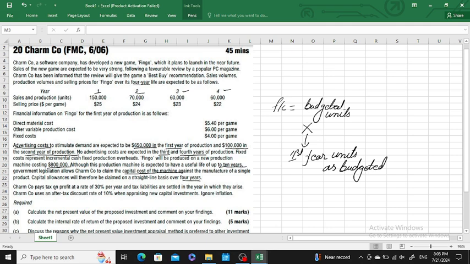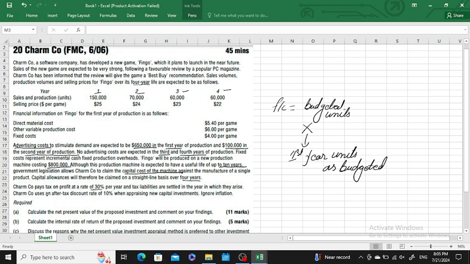Charm company pays tax at the rate of 30% per year, and the tax liability would be settled in the year in which it arises. In the year in which we have incurred the profit, we will always give tax in that year because it is given in the question. The tax liabilities are settled in the year in which they arise.